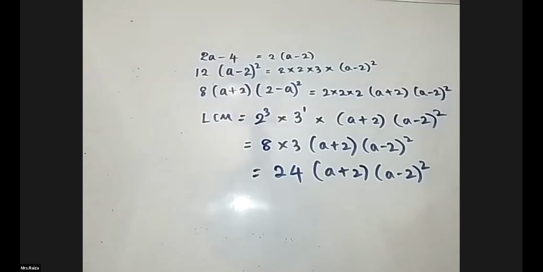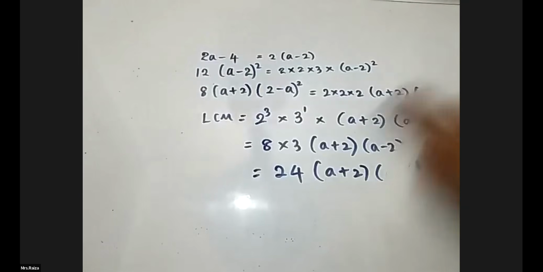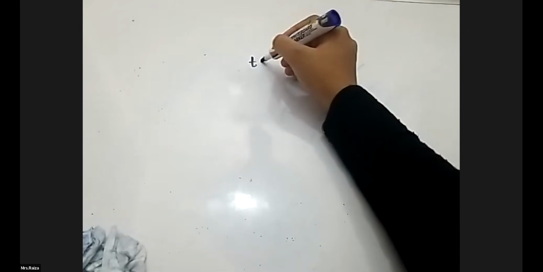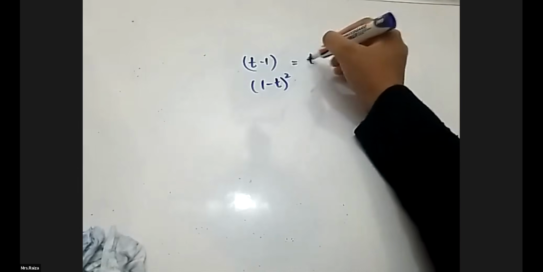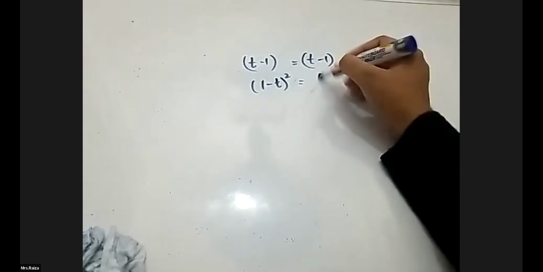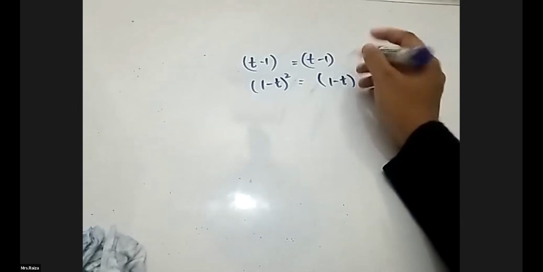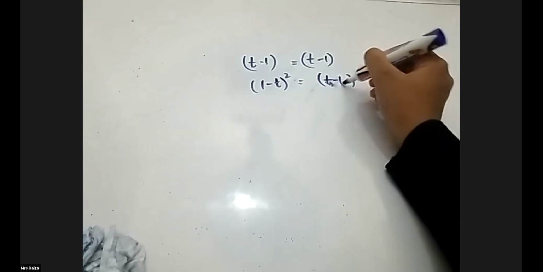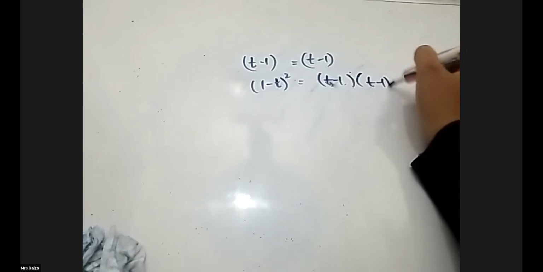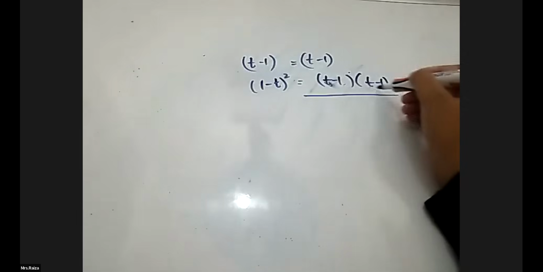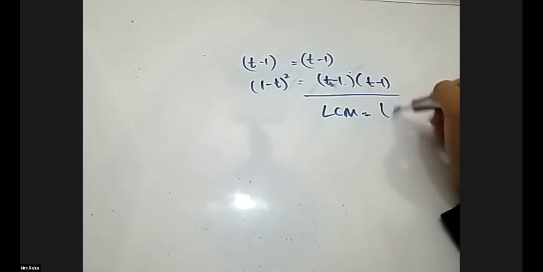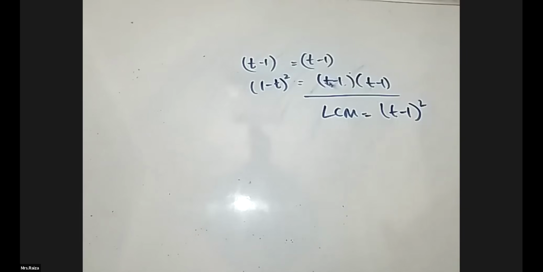Right. Very good. You are done with the work. So we can go to the I part. That's easy now. You know what to do. Look at the board. T minus 1 and 1 minus t squared. I can write this as t minus 1. Here I can write it as, sorry, t minus 1 squared. T minus 1 and t minus 1. So the highest power of t minus 1 is t minus 1 squared. So LCM is also t minus 1 squared.